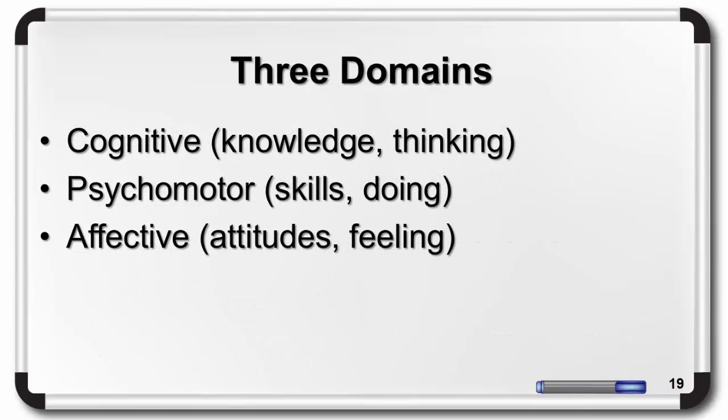Bloom classified outcomes into 3 major domains: cognitive, psychomotor, and affective. The cognitive domain relates to the acquisition and use of facts and concepts. The psychomotor domain relates to skills that learners demonstrate when doing or creating something. Lastly, the affective domain relates to attitudes and feelings within the learner.